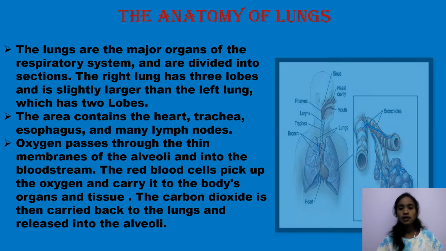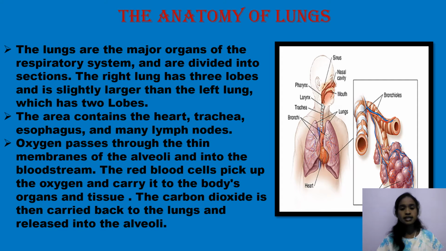Next, the anatomy of the lungs. The lungs are the major organs of the respiratory system and are divided into sections. The right lung has 3 lobes and is slightly larger than the left lung, which has 2 lobes. The area contains the heart, trachea, esophagus, and many lymph nodes. Oxygen passes through the thin membranes of the alveoli and into the bloodstream. The red blood cells pick up the oxygen and carry it to the body organs and tissues. The carbon dioxide is then carried back to the lungs and released into the alveoli.